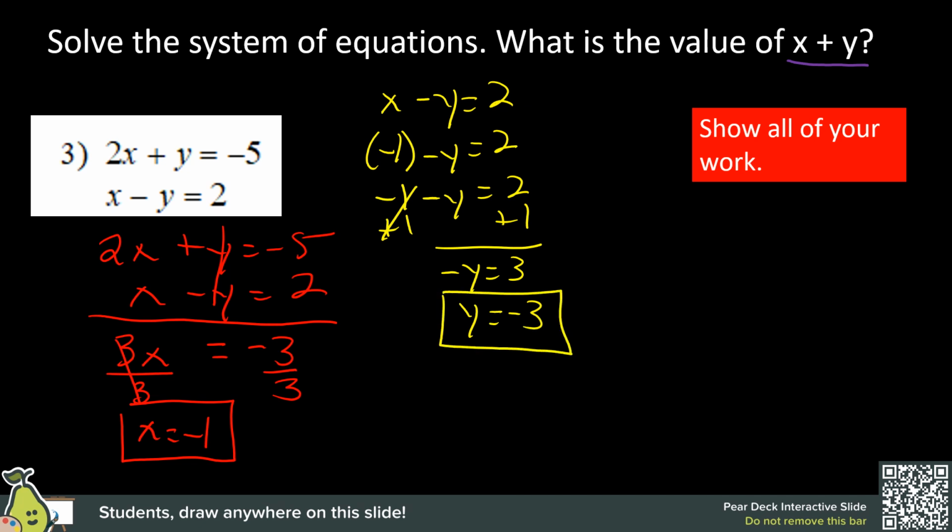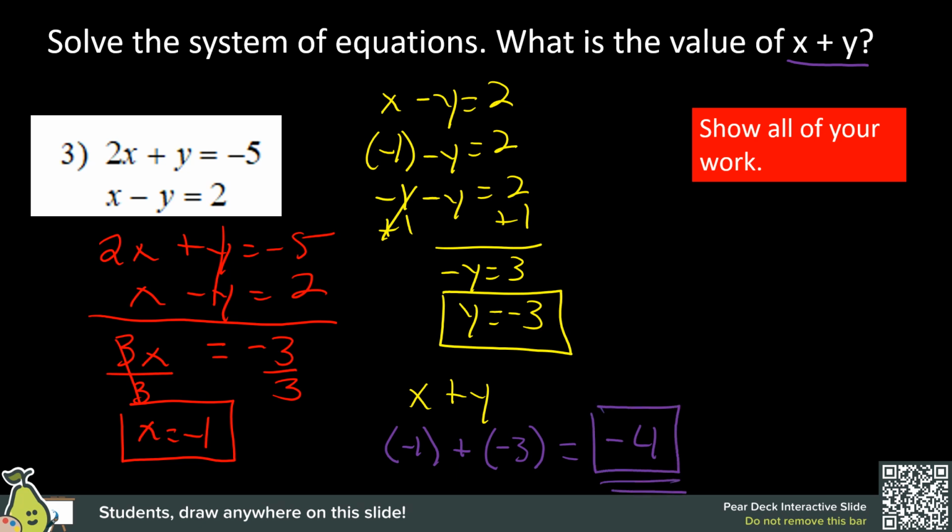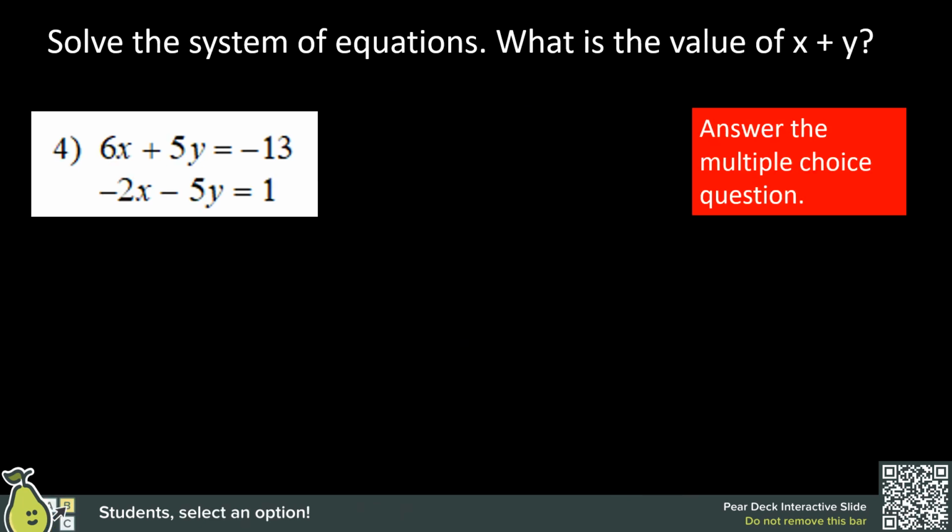Okay, well, with this, we gotta do x plus y. So with that x plus y, we're gonna say negative 1 plus negative 3 equals negative 4. And this is your overall answer, negative 4. Because we took the x, we took the y, and we added them together. You just got to be careful what the question is asking you to do. Okay, let's go ahead and do another one.